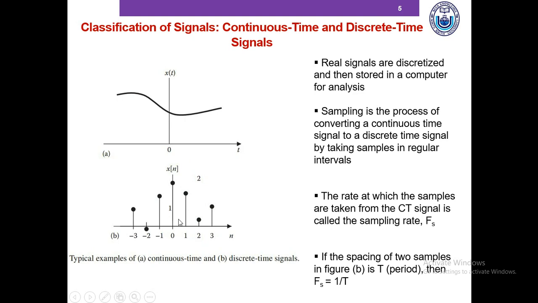If the spacing between two samples in figure B here is capital T, which is also known as the period, then the sampling rate Fs is equal to 1 by T. So the sampling period, that is the time difference between these two samples, is the inverse of the sampling rate Fs.